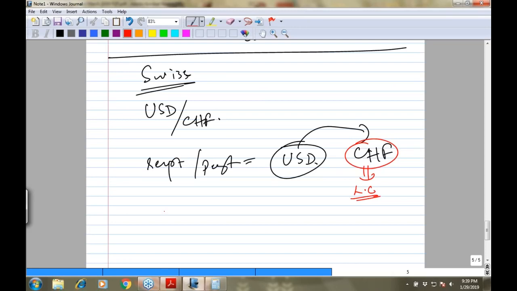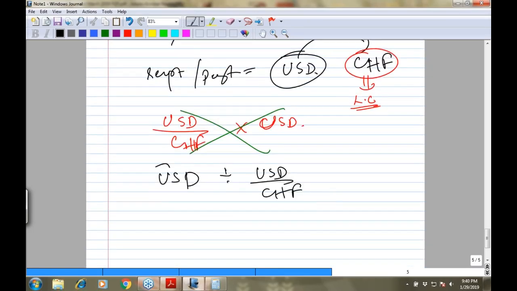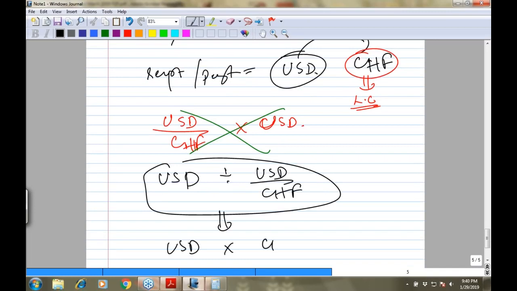Now, remember, you need to ensure that you cancel out the common currency. For example, this is USD upon CHF. If I multiply it with the USD, I am not able to cancel out the currency USD. If I multiply, I'm not able to cancel out the common currency. But if I divide the USD receipt by this exchange rate of USD upon CHF, the next step becomes USD multiplied by CHF upon USD.